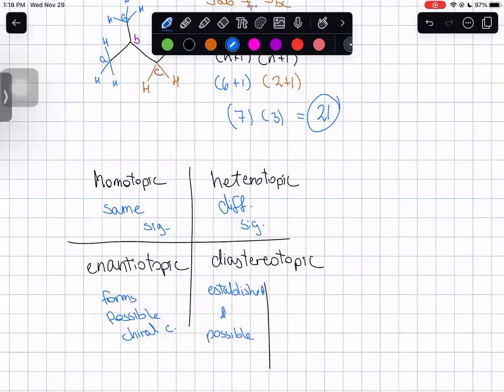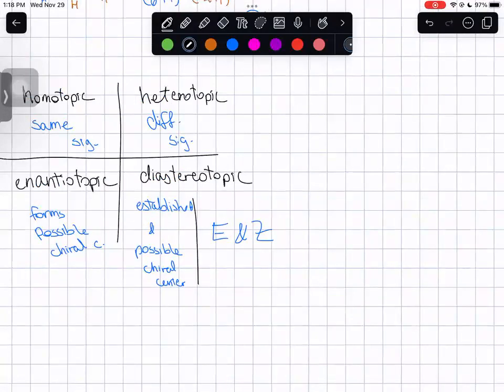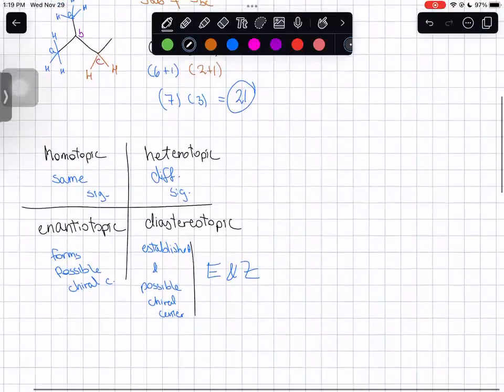What was the second scenario? It has to do with double bonds. E and Z. Okay, so far, are we starting to remember those terms? A little, somewhat? Okay, it seems like most of you are not that sure. That's okay. So let's practice this.